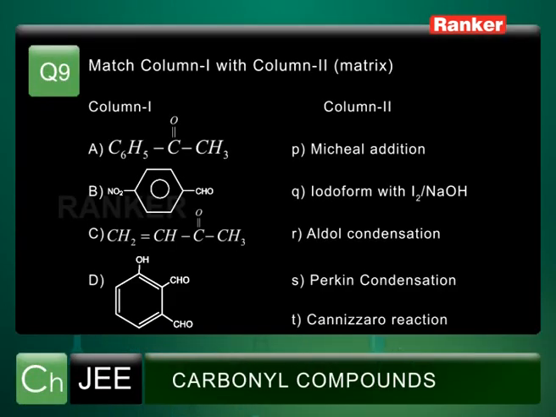Match column 1 with column 2. That's the matrix type of question. In column 1 we have acetophenone, a nitrobenzaldehyde, an alkene having a double bond, an alpha beta unsaturated carbonyl compound, and a phenolic dialdehyde with two carbonyl groups side by side and an OH. On the other side we have the options Michael addition, iodoform reaction, aldol condensation, Perkin condensation, and Cannizzaro reaction.